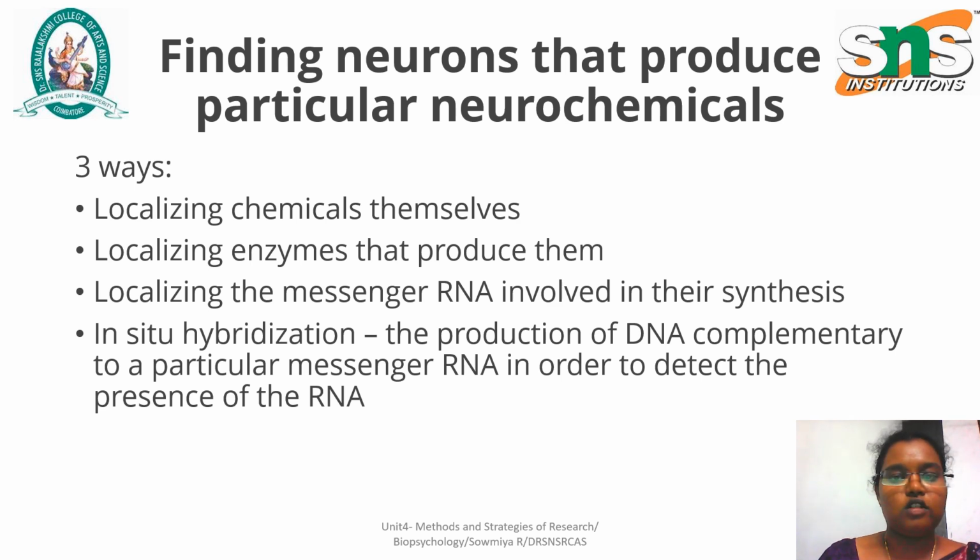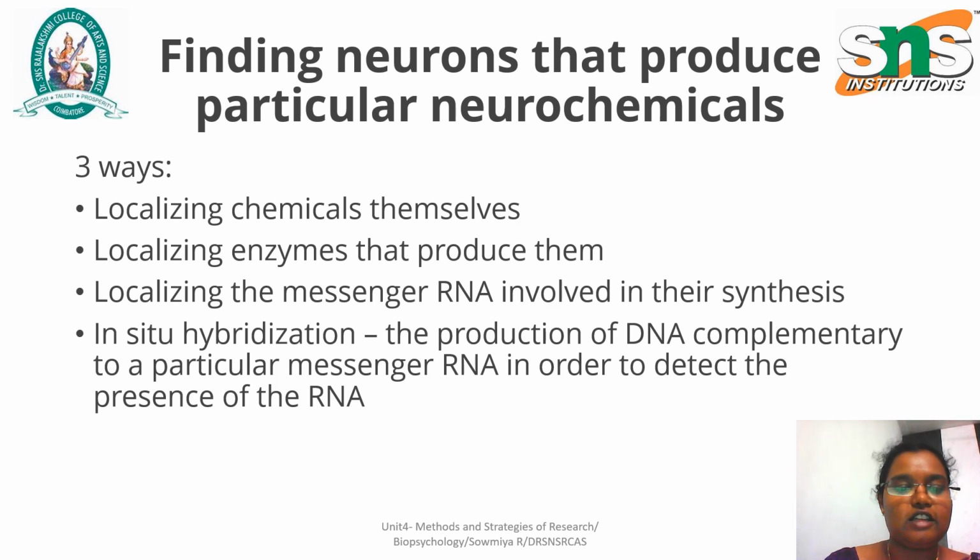Finding neurons that produce particular neurochemicals. There are three ways. First one is localizing chemicals themselves. Second is localizing enzymes that produce them. Third is localizing the messenger RNA involved in this synthesis.